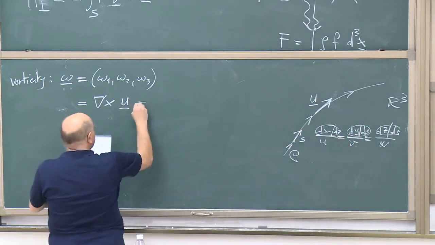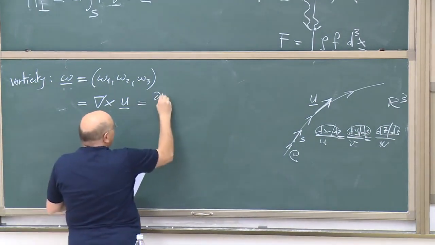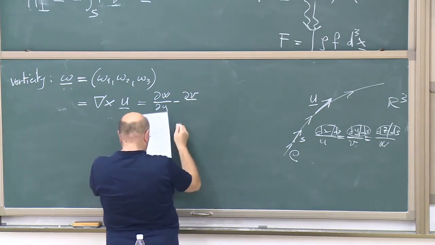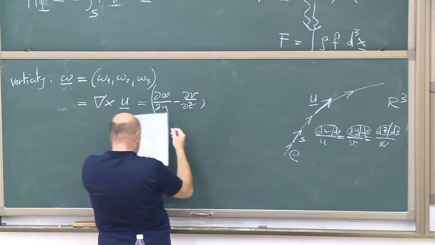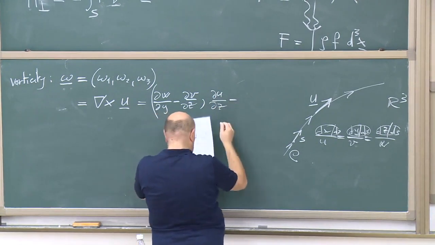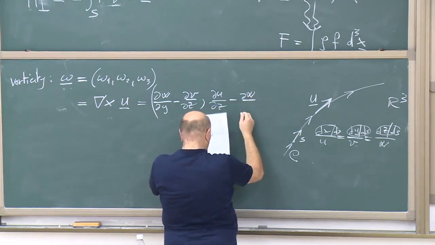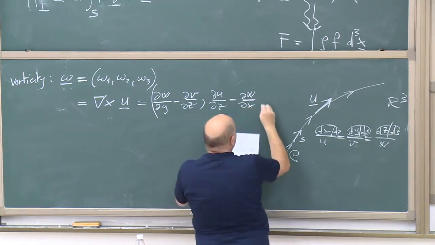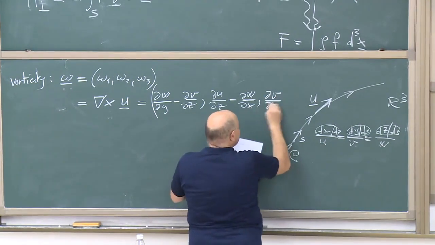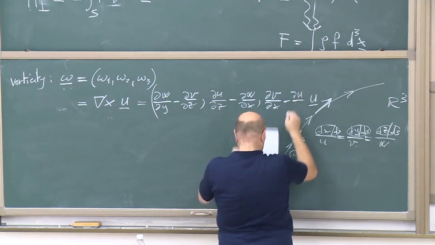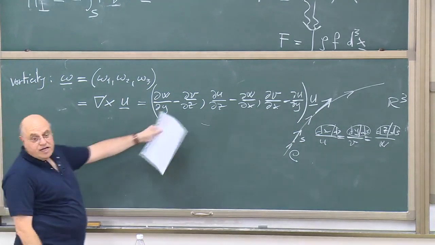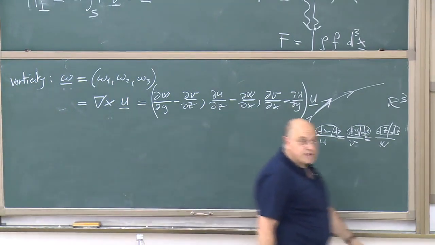Okay, so for those of you who don't remember, I don't remember: dw over dy minus dv over dz. Then we have the other component, du over dz minus dw over dx. The way I write it is certainly the way I don't remember. I have another way to remember, but if I want to make it explicit, I have to think. And the last component, dv over dx minus du over dy. This is the curl. The curl in R3, of course.